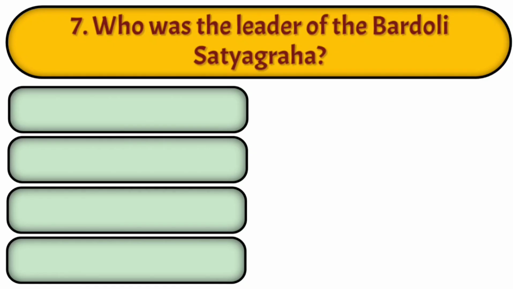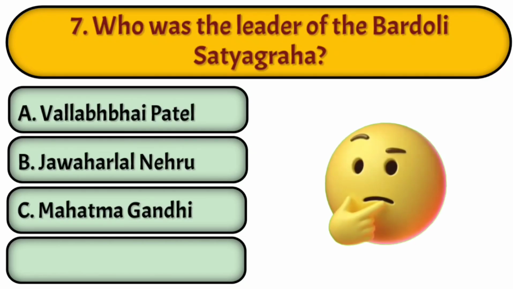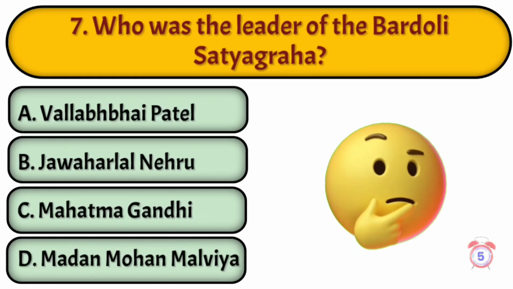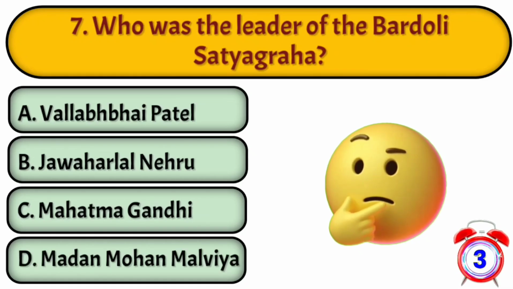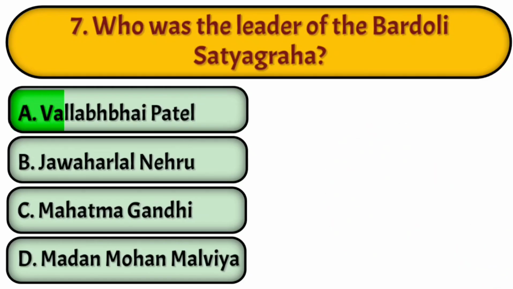Question 7. Who was the leader of the Bardoli Satyagraha? Option A. Vallabhbhai Patel. B. Jawaharlal Nehru. C. Mahatma Gandhi. D. Madan Mohan Malviya. Answer is A. Vallabhbhai Patel.